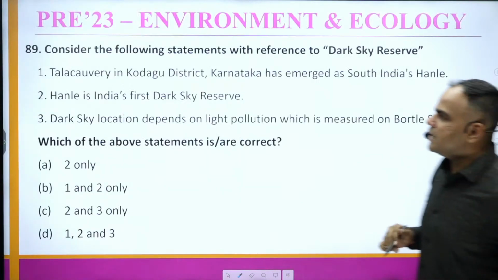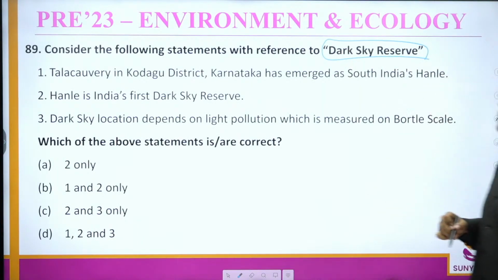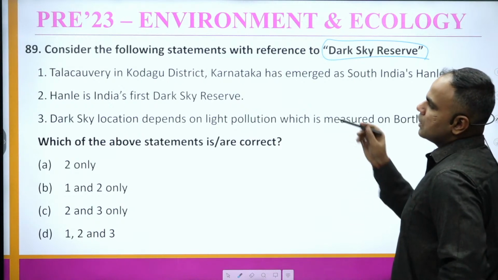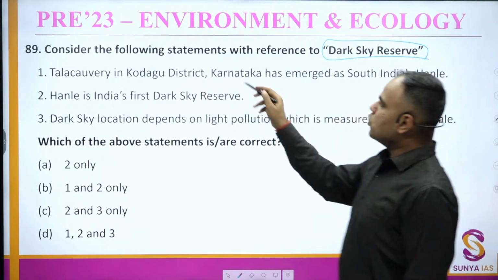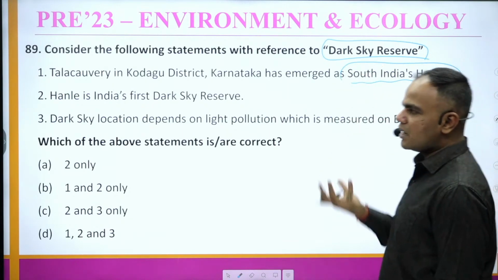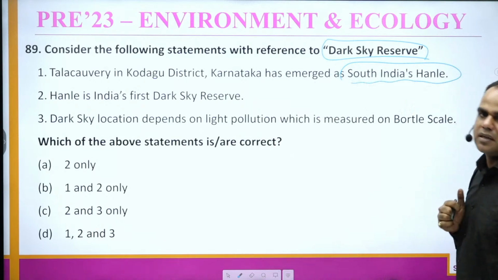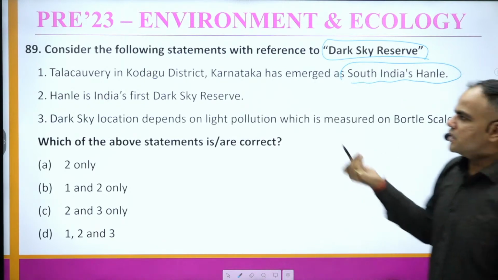Now question number 89. Okay, the question is on this dark sky reserve. Here this part is correct, that Kodagu district in Karnataka has emerged as South India's Hanle. So what is Hanle? Hanle is actually India's first dark sky reserve. Okay, so both these things are important.